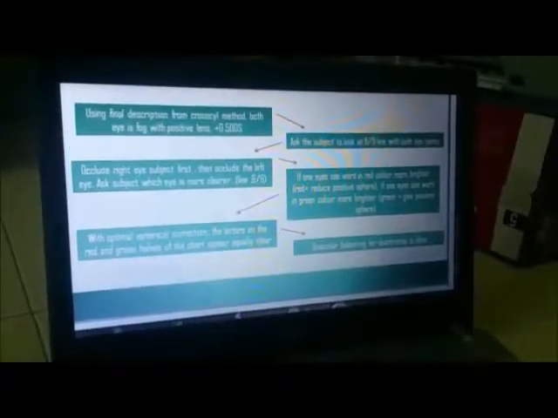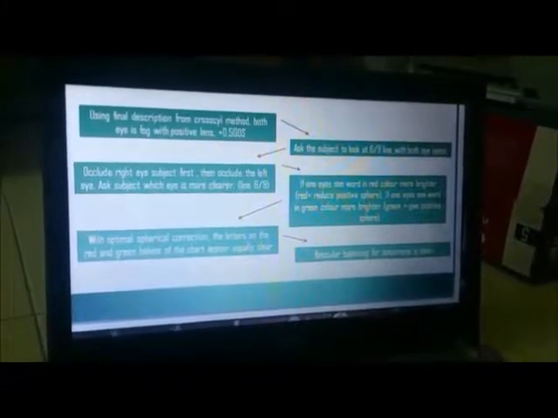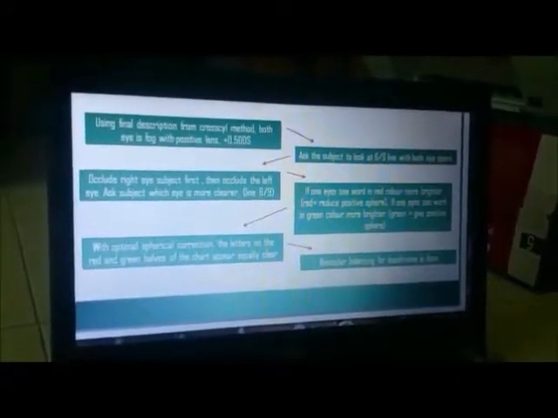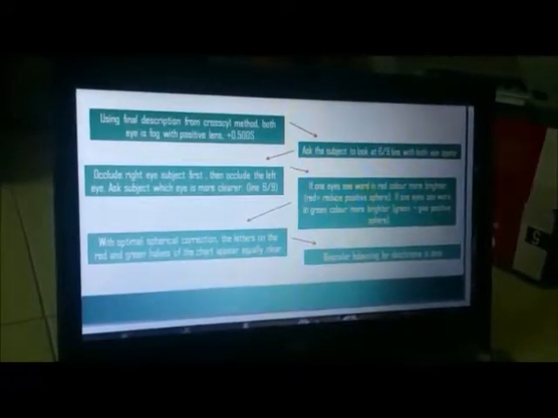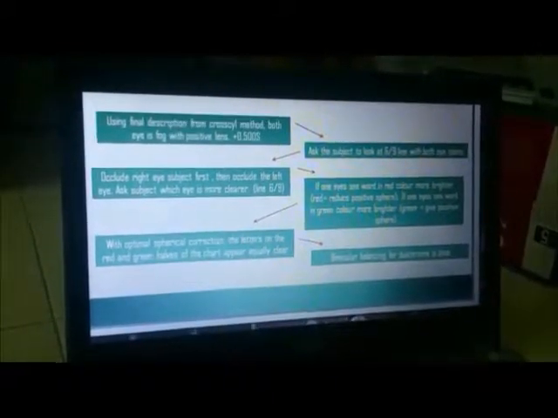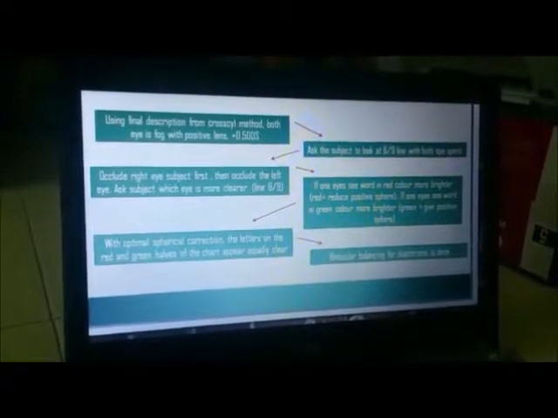Okay, using Duochrome, the procedure is the same as the Snellen chart for the first, second, and third steps, which use the final description from the Poisson method. Both eyes are fogged with positive lens 0.5 DS. Ask the subject to look at the 6-9 line with both eyes open. Occlude the right eye first, then occlude the left eye. Ask the subject which eye is clearer.